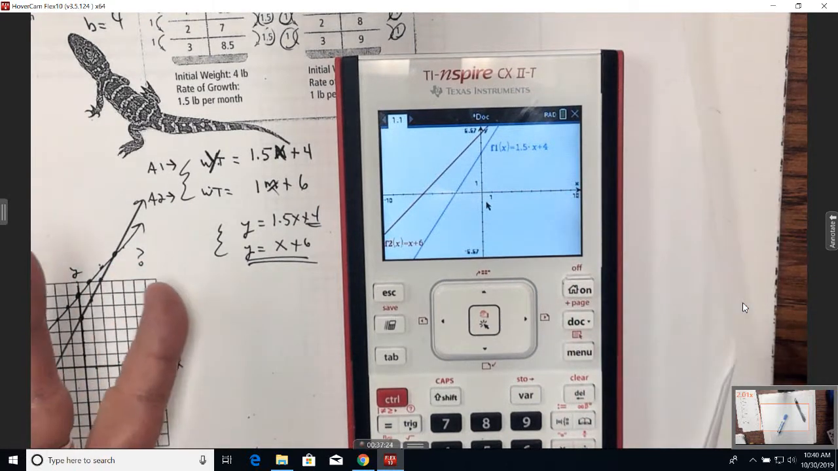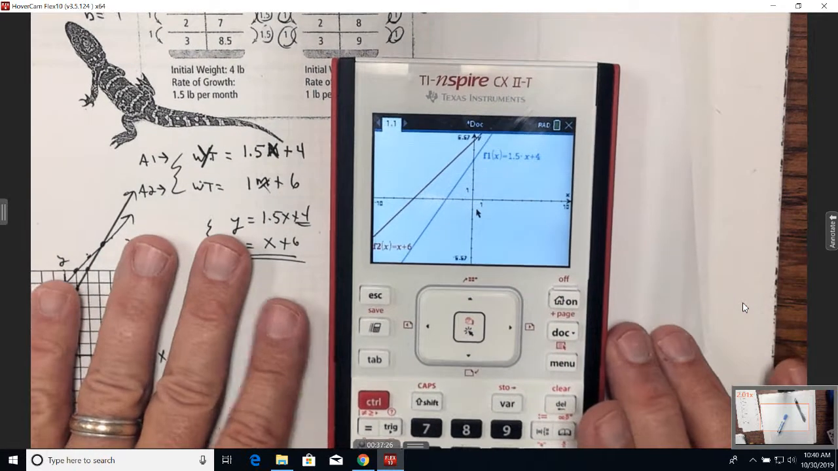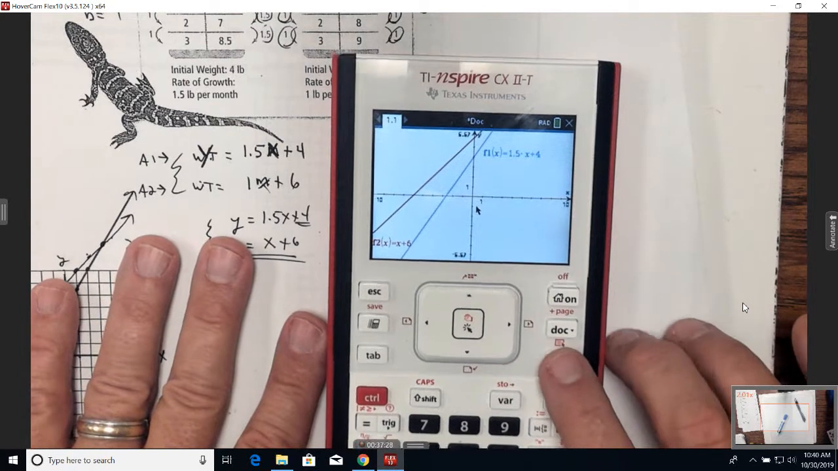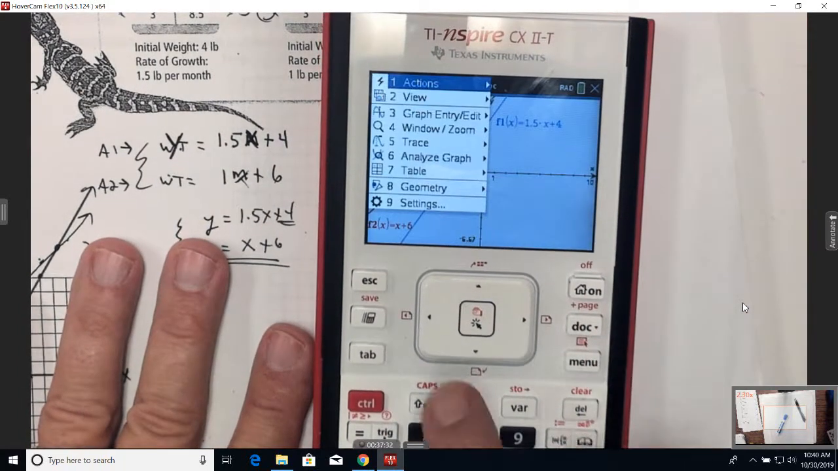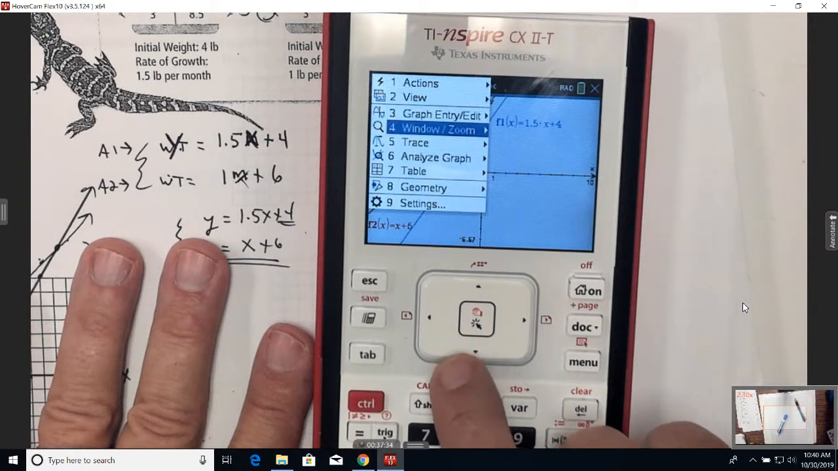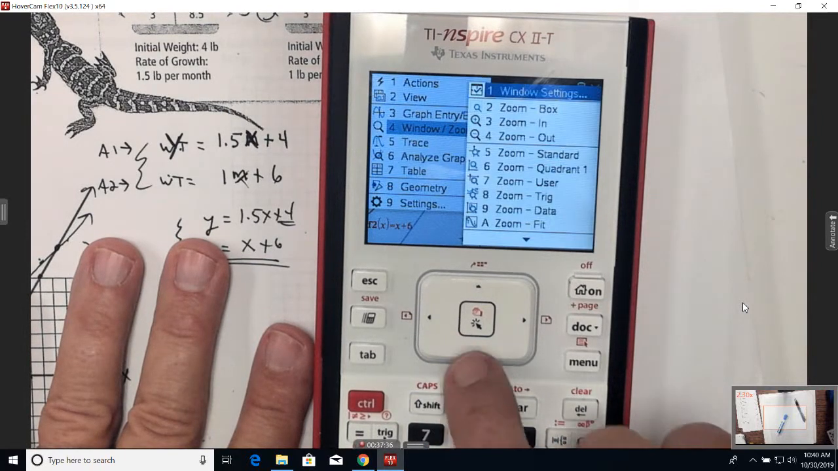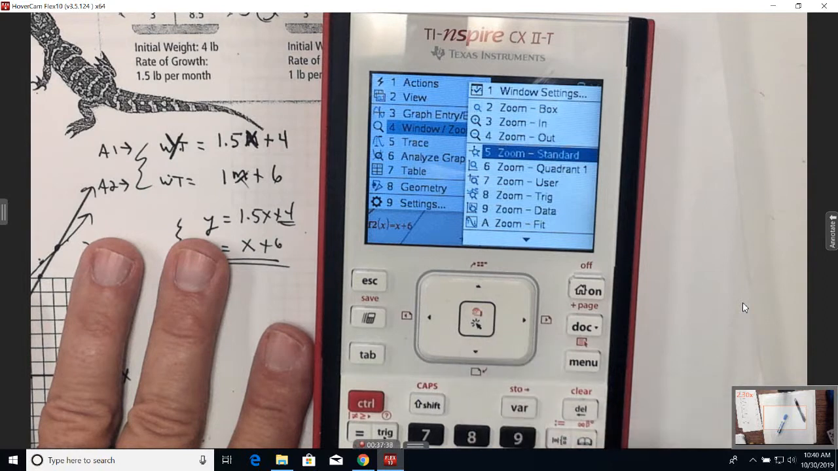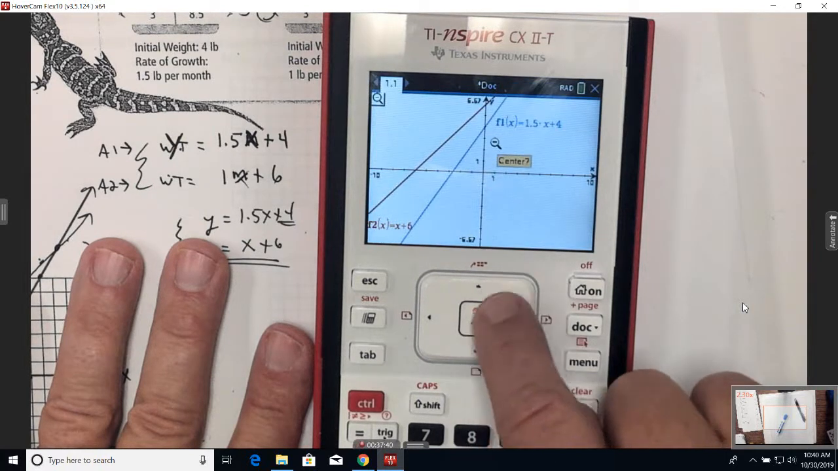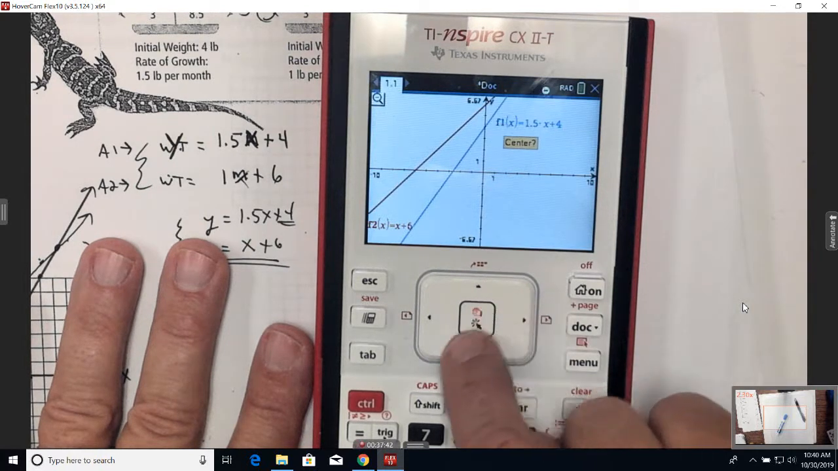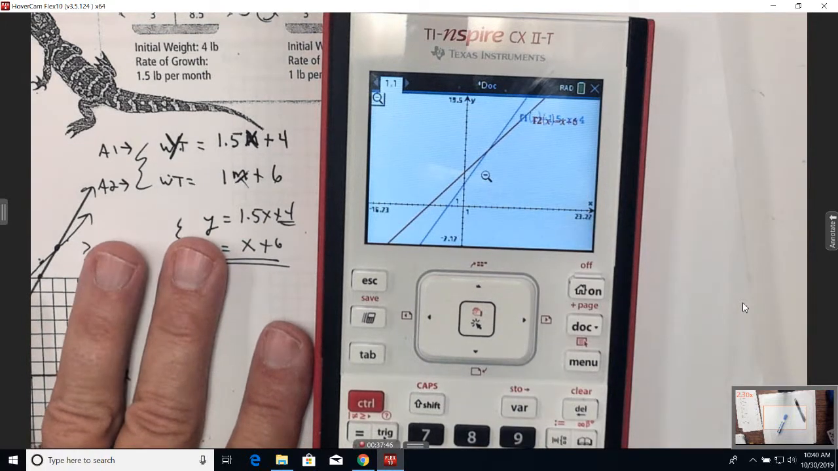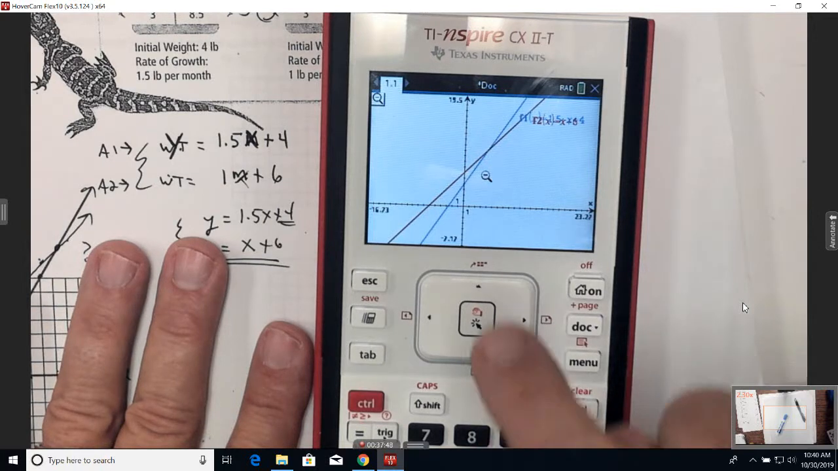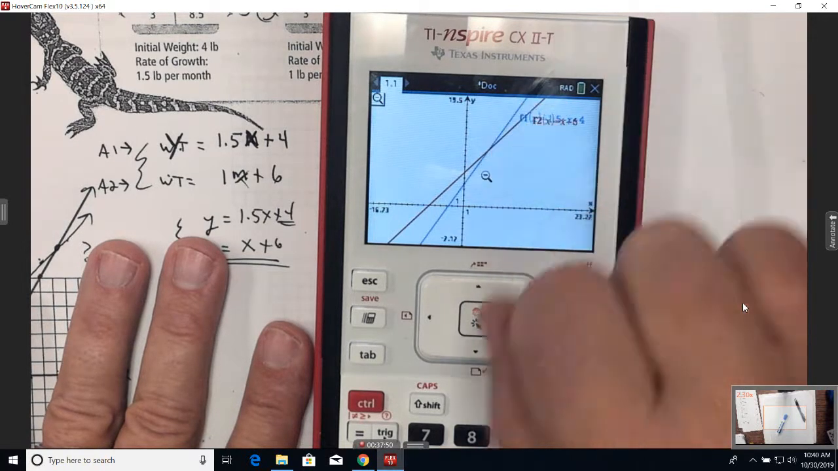It's crossing outside of my screen just like this one crossed outside of my table. But guess what? I can zoom out and see that. Do y'all know how to zoom out? Go to Menu, then Window Zoom. And we're going to zoom out, which is 4. I want to zoom out over here somewhere. Boom. Now I see the intersection. Y'all know your calculator will not tell you the intersection unless you see it. So you have to see it.